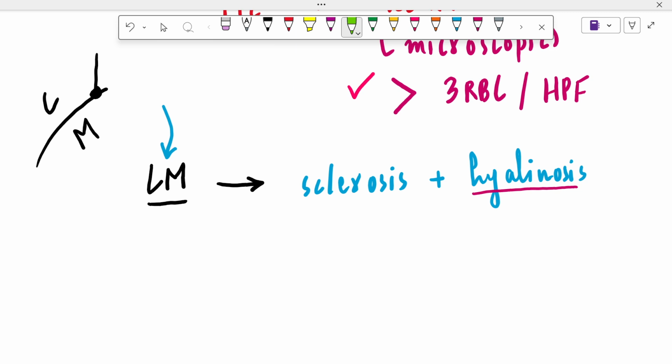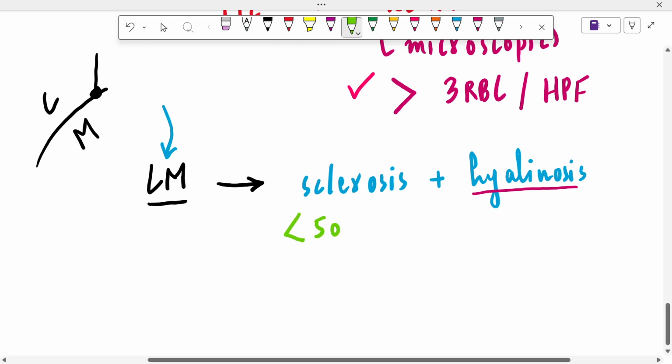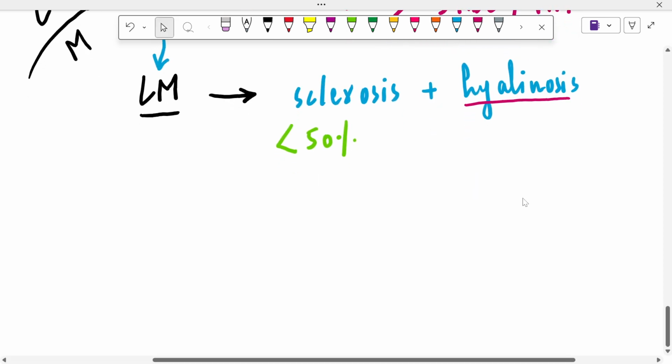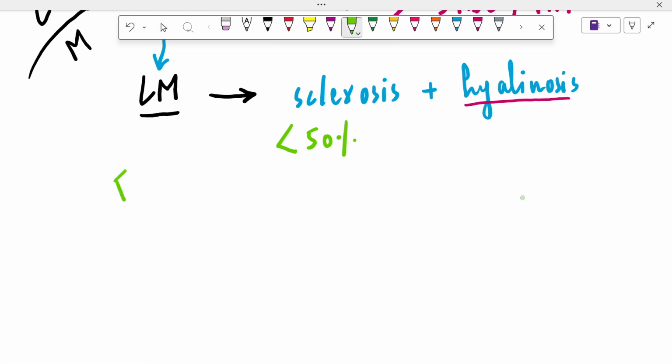Focal means that less than 50% of glomeruli are involved. Less than 50% of glomeruli are involved. And the glomeruli that are involved, are they fully involved or only a segment is involved? Focal segmental glomerulosclerosis means that only a part of that glomerulus, a segment, is involved in sclerosis.